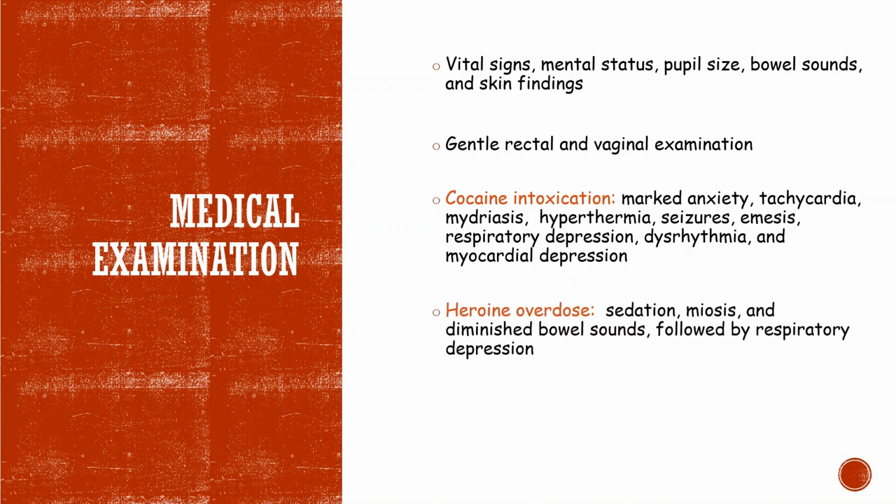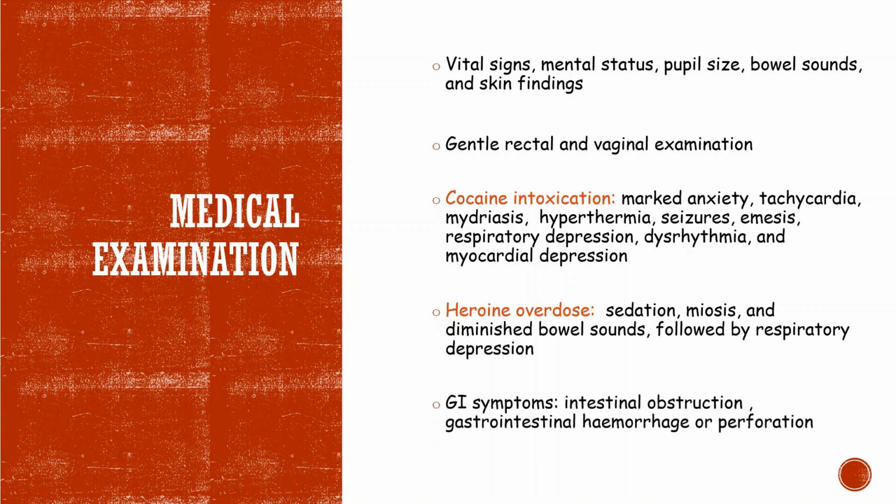While in case of heroin overdose, it is sedation, miosis, diminished bowel sounds, followed by respiratory depression, which we saw in this case. And some patients present with gastrointestinal symptoms of obstruction, hemorrhage, or perforation. Now let's see how to investigate these patients.